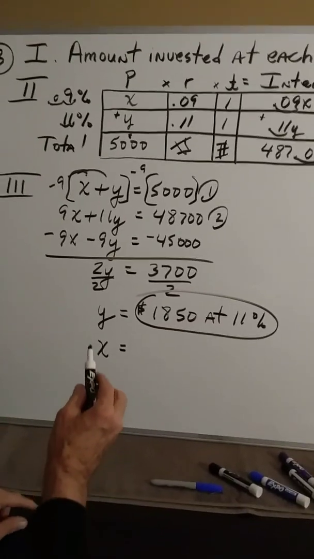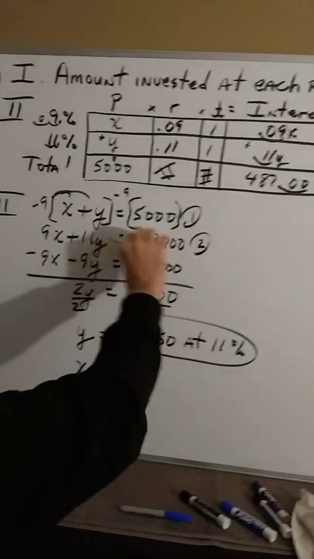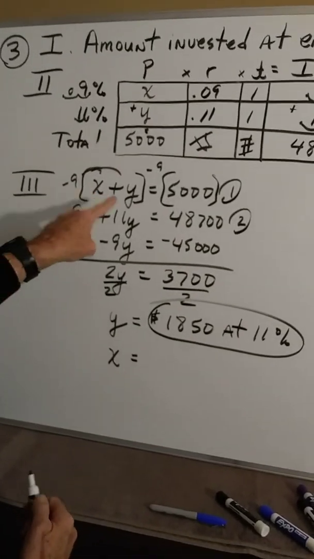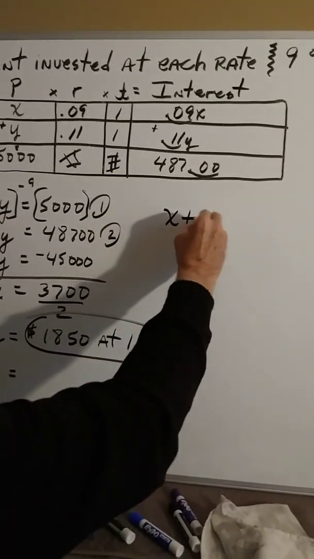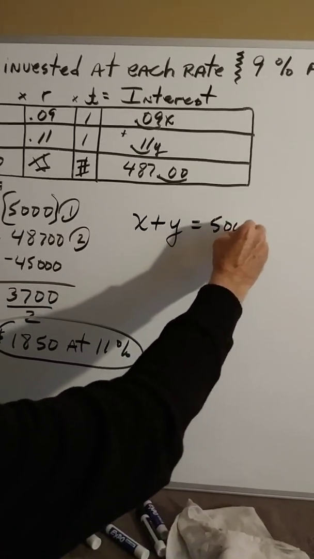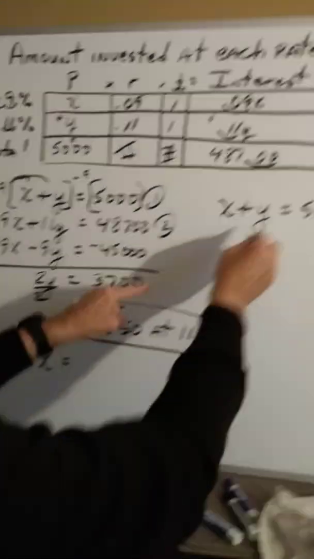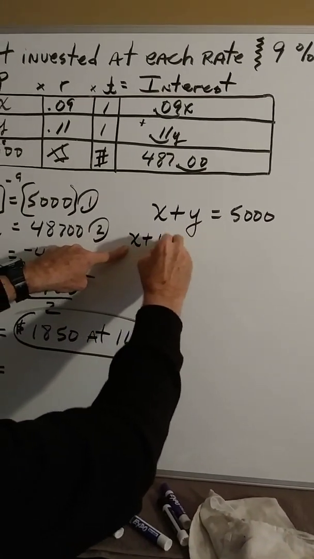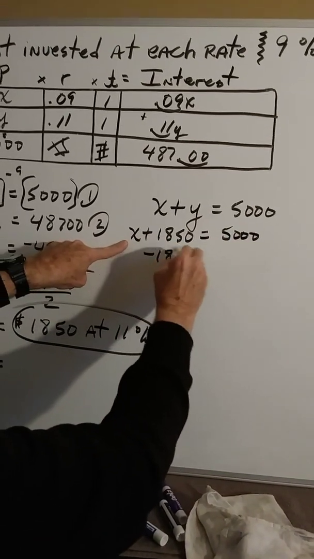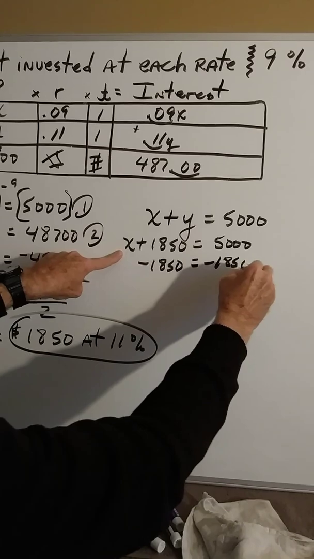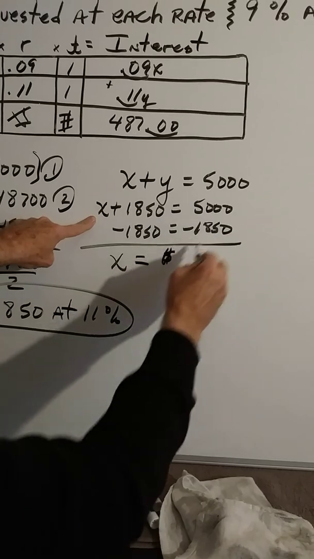And now we need to find the value of x. Pick either equation number 1 or equation number 2. The clear better choice is number 1, the original number 1. X plus y is equal to 5,000. We have the value of y, 1850, so plug that in place of y. X plus 1850 is equal to 5,000. Negative 1850, negative 1850.